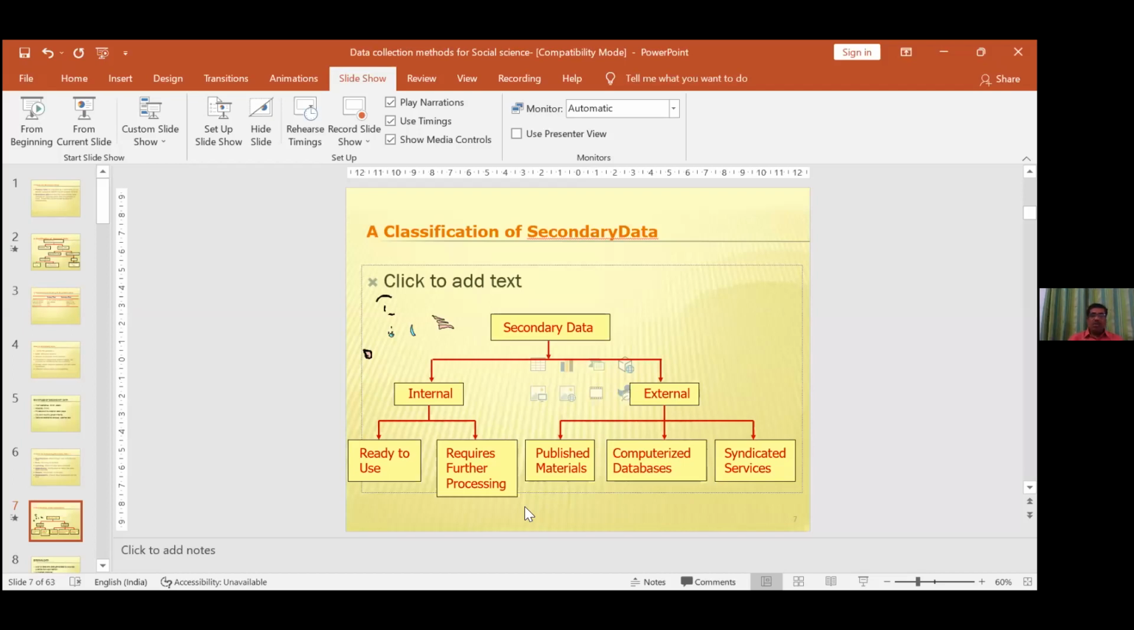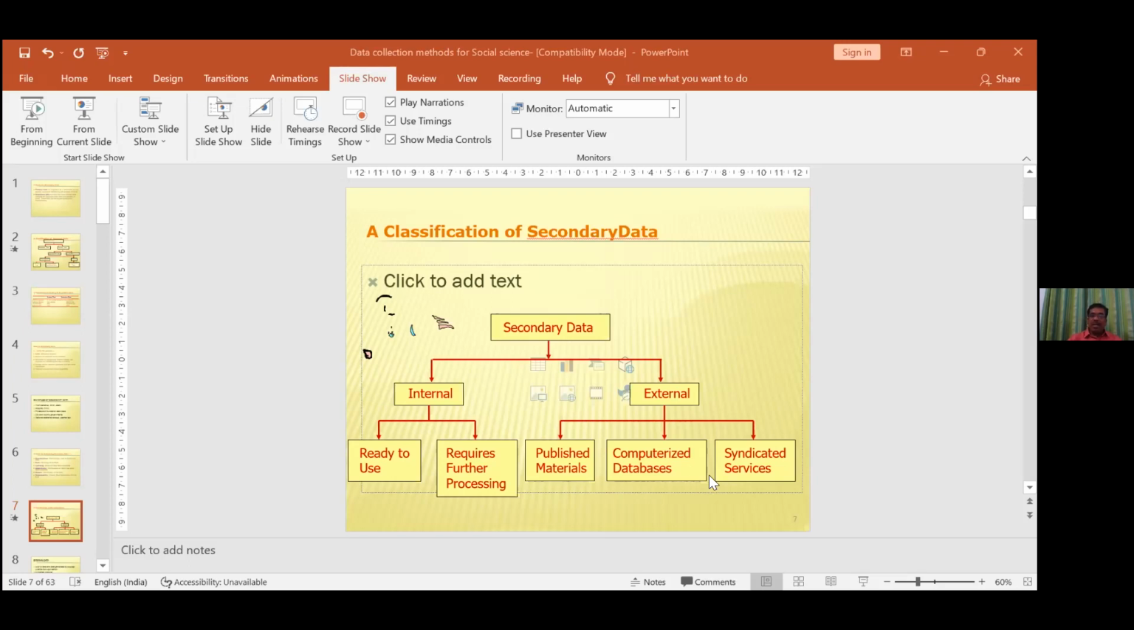Similarly, let's take external data. There are several published materials. Government has published several reports. SEBI has published several reports. RBI has published several reports. You can make use of those reports for your study purpose. Similarly, computerized databases. There are several computerized databases used by researchers, for example, EBSCOhost, Emerald Insight.com, JKit. There are several computerized databases available.